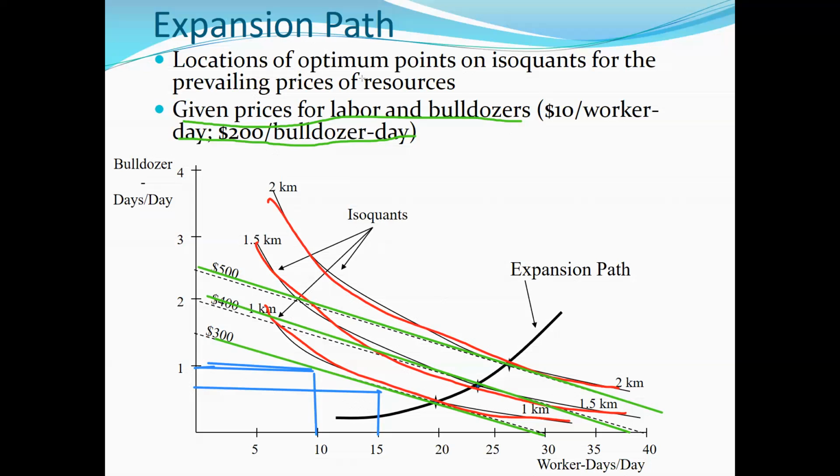The first green line represents $300 cost. So all possible combinations of labor and bulldozers on which you can spend $300. And then the second line represents the same thing for $400. How can you spend $400 on a labor and bulldozer combination? And then the third one represents the same thing for $500.